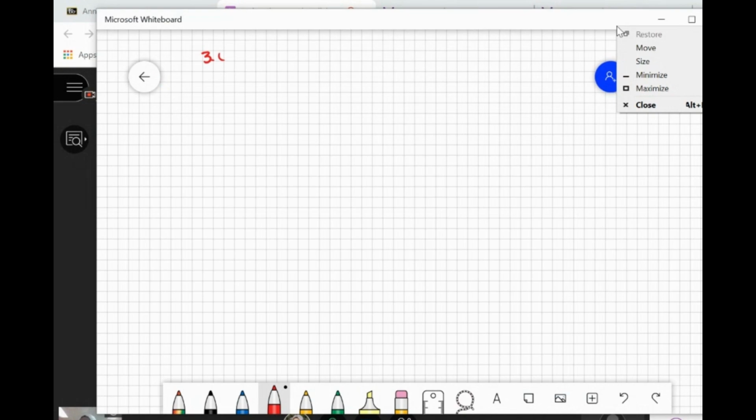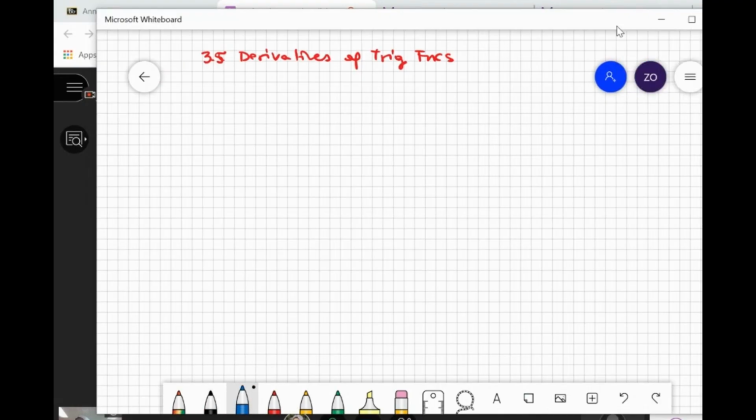This is section 3.5. Trigonometric functions, the derivatives of trig functions. So let me remind you how these functions look.